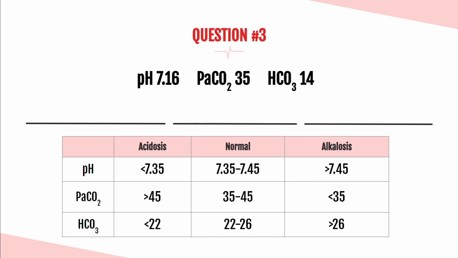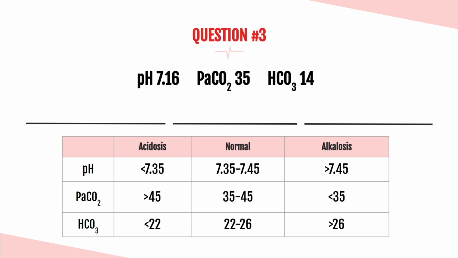All right, let's give question number 3 a try. We've got a pH of 7.16, a PaCO2 of 35, and a bicarb of 14. You guys can go ahead and pause this video right now if you want to try to get this by yourself, but I am going to go ahead and get started with all of the steps to figure this out.